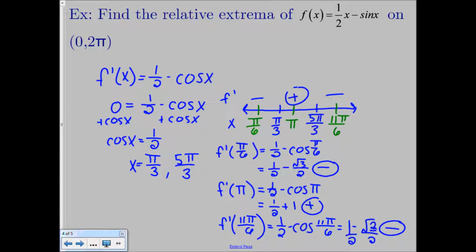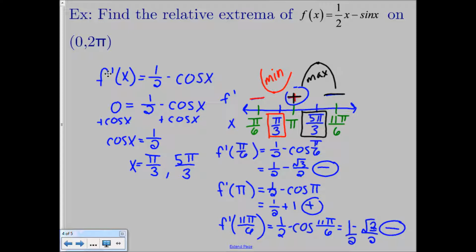Okay, so now we have some changes going on. So now we're going to use our first derivative test to determine if pi over 3 and 5 pi over 3 are relative minimums or maximums. So what I like to do sometimes is to draw those pictures. So at pi over 3, I'm going from a negative to a positive, which means I have a picture that looks like this. Well, that's going to match up to this being a minimum. And then at 5 pi over 3, I have a positive sign to a negative sign, so something that looks like this. So that's going to be a maximum.